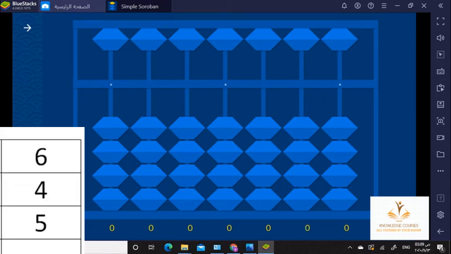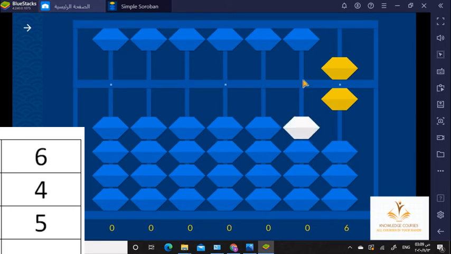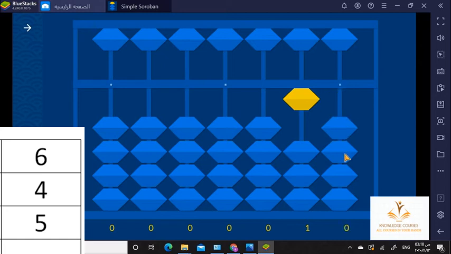6 plus 4 plus 5. 6 plus 4, can't represent the 4 in the unit. So the big helper of 4 is 6. I activate 10 and minus 6, plus 5, activate 5. So the solution is 15.